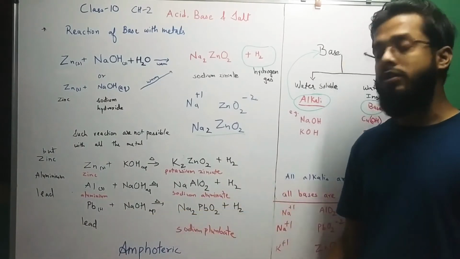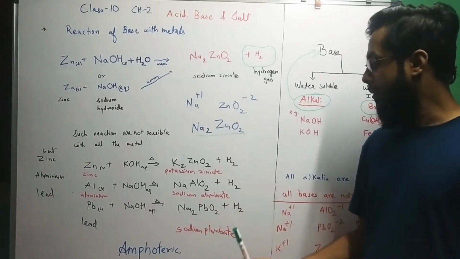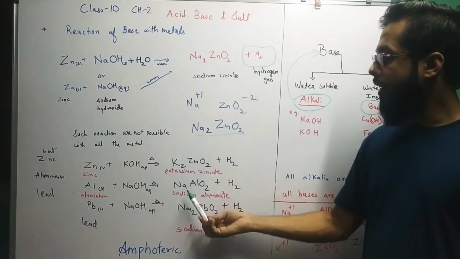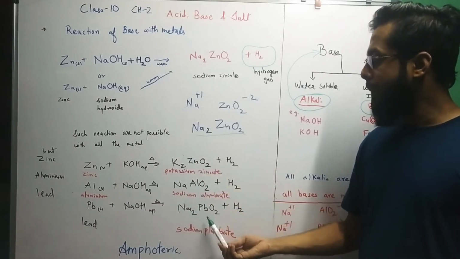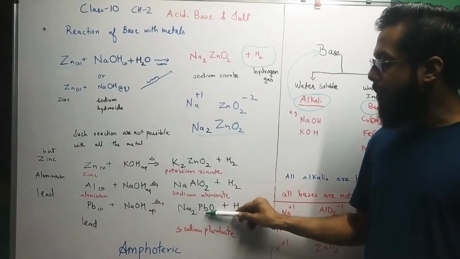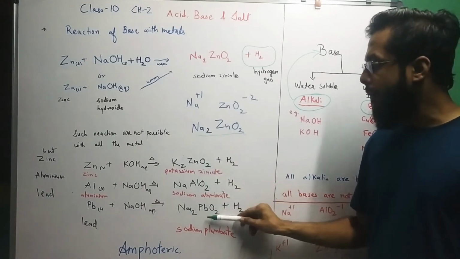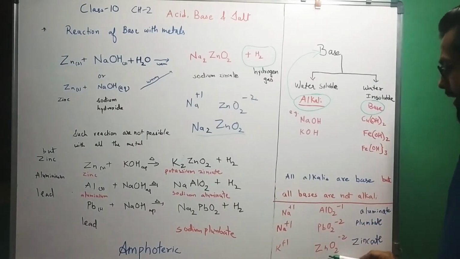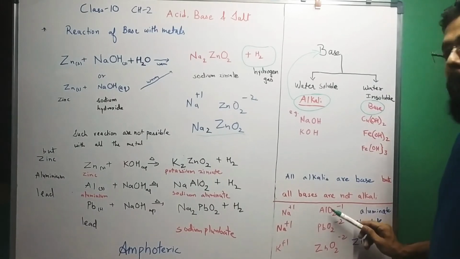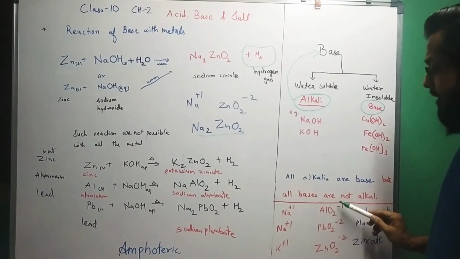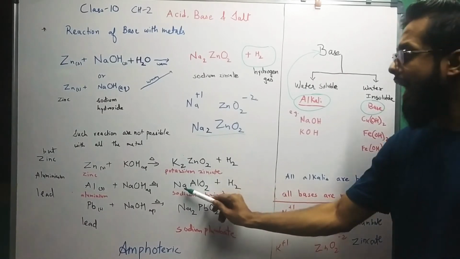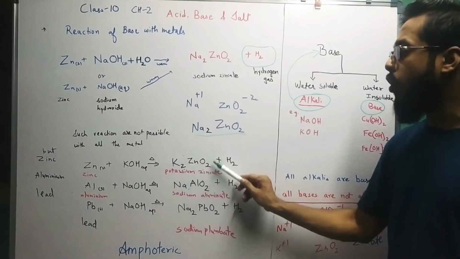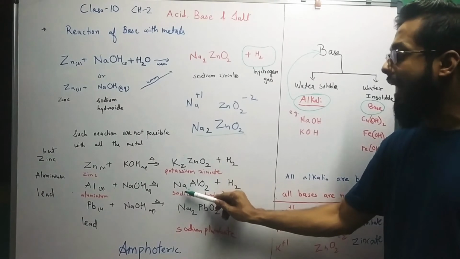Lead plus sodium hydroxide gives sodium plumbate plus hydrogen gas. Now you can see I have written K2ZnO2, NaAlO2, and Na2PbO2. In zincate and plumbate, the valency is -2, but in the case of aluminate, the valency is -1. That's why I have not written 2 over here. Potassium zincate is K2ZnO2. Sodium aluminate is NaAlO2.